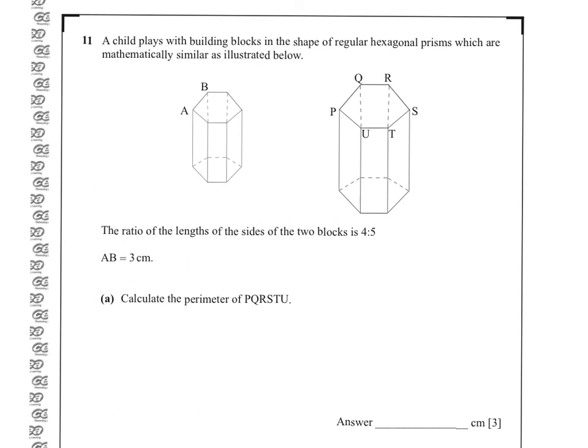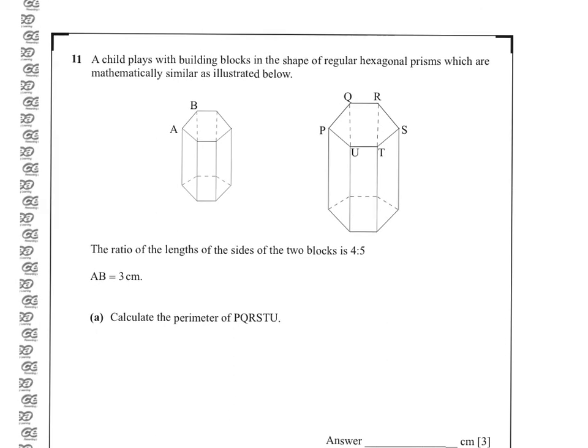Similar means one is an enlargement of the other. The ratio lengths of the sides of the two blocks is 4 to 5. AB is 3. So we're going to work out PQ. So we have 3 and we have PQ, which I'm going to call X. So the ratio of 3 to X has to equal the ratio of 4 to 5.